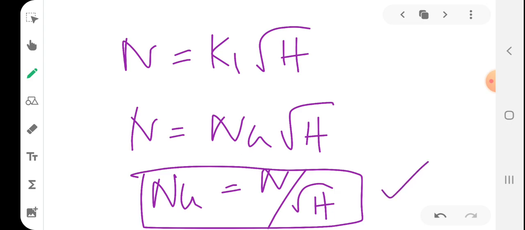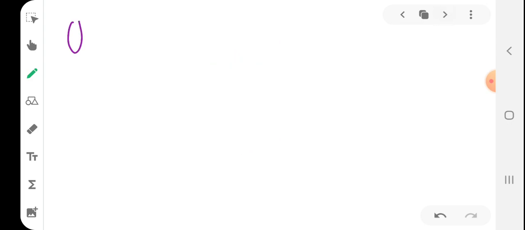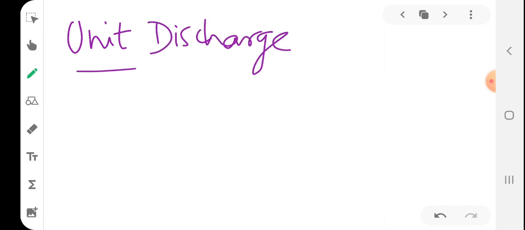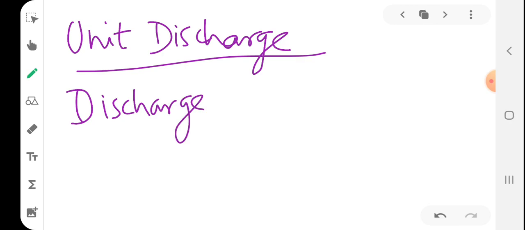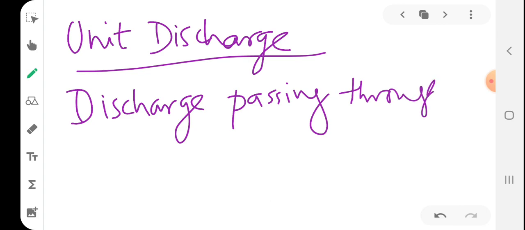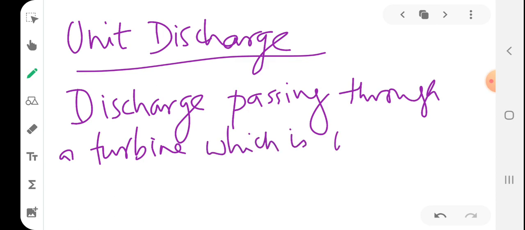Okay. Now we'll move to unit discharge. Students, similarly as we have defined unit speed, unit discharge is a similar quantity. It is defined as the discharge passing through a turbine which is working under a unit head.